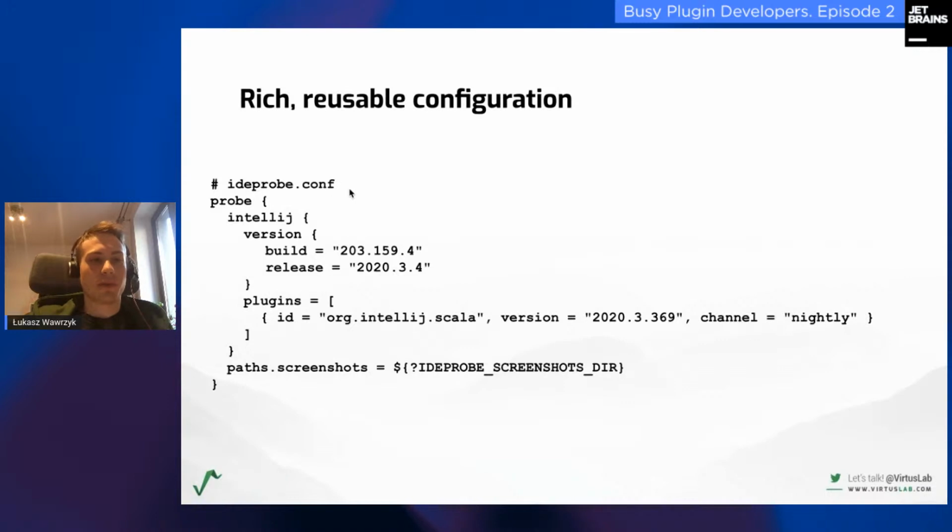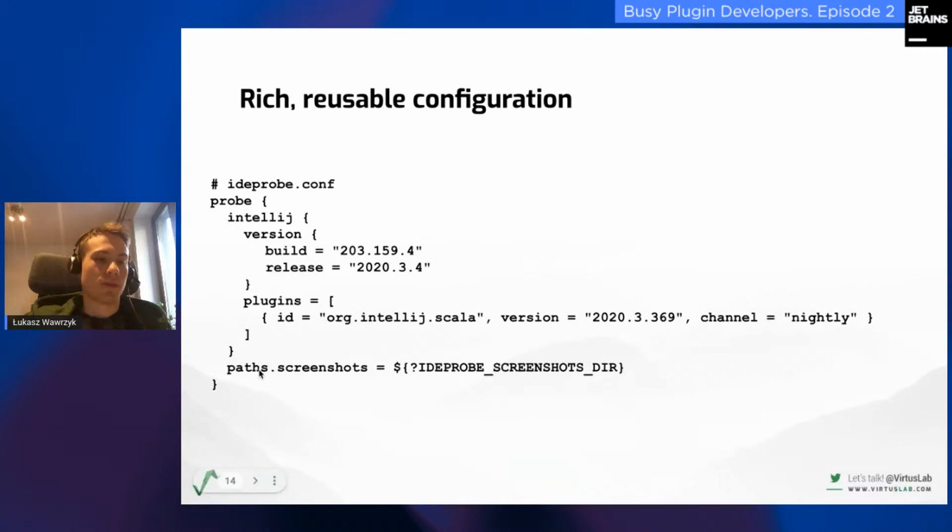So here's an example of, let's imagine, a base configuration file for your tests. Let's call it ide-probe.conf. And inside the probe key, we put all the settings related to ide-probe. So under IntelliJ version, you can specify the version, the build, and the release version. Release is not mandatory. And it will download this version of IntelliJ for you. And you can specify a list of plugins. Here I just have one plugin, Scala plugin in this version from Channel Nightly. And ide-probe will download and install it for me during the test.